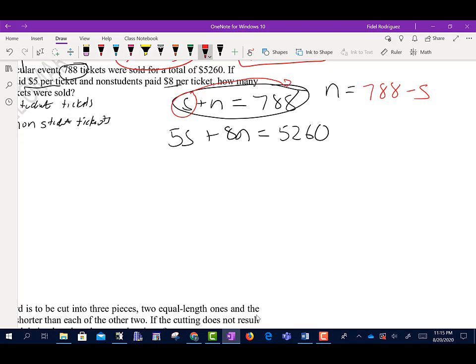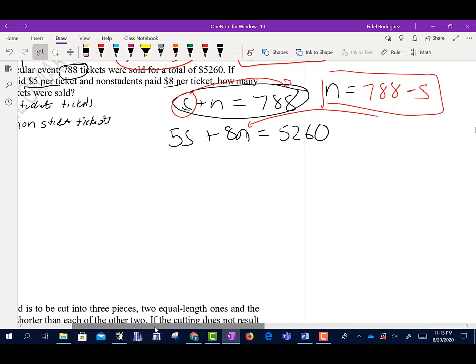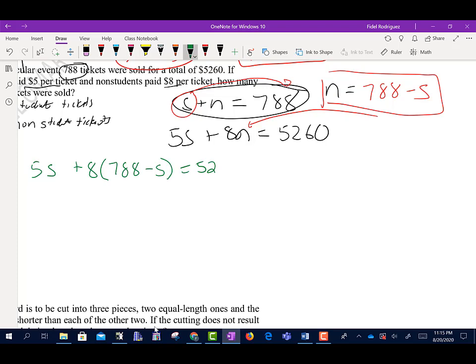Now I'm going to take this value of N here and plug it in over there. So let me come back and let's say something like 5S plus 8 times 788 minus S is equal to 5260.